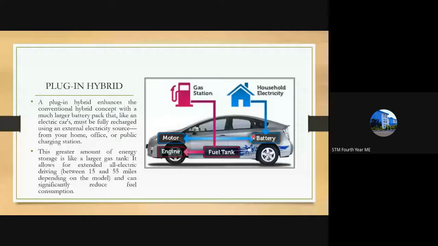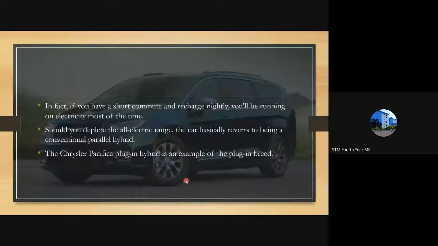For initial starting and all, you can use the electric system, and then after the battery is drained, we can use the next part. The recharging part is most efficiently done by means of household electricity. So when we plug it in overnight, you will get it charged, and you can use it for about 15 to 55 miles depending upon the model. A common example is the Chrysler Pacifica. You can see here that the plug is provided at the back.